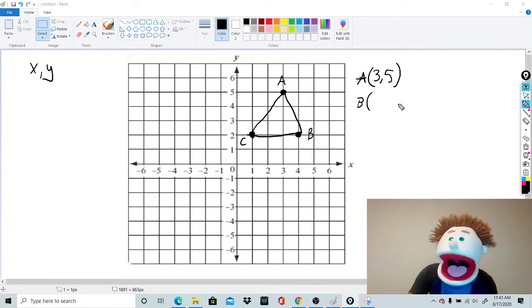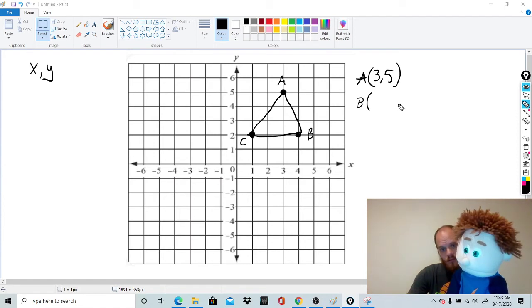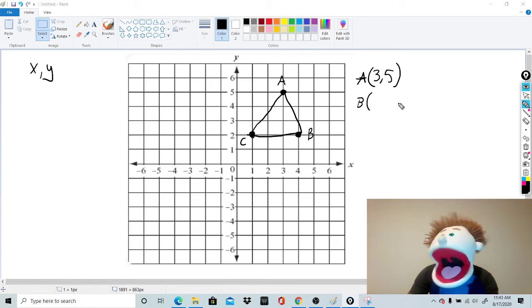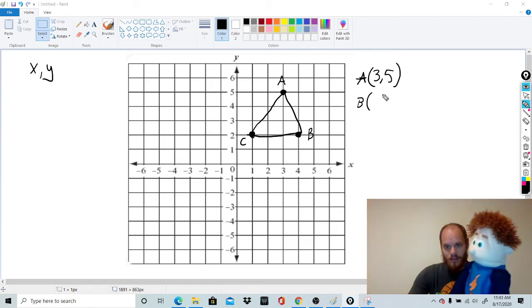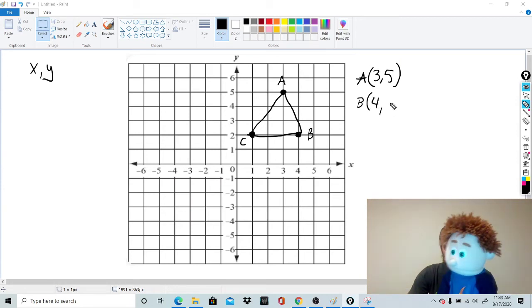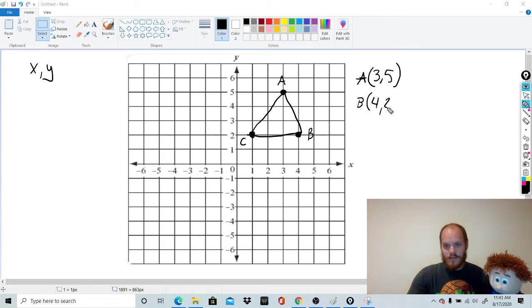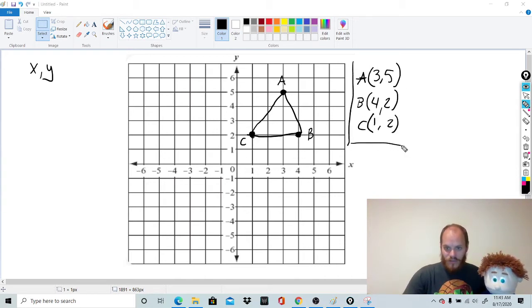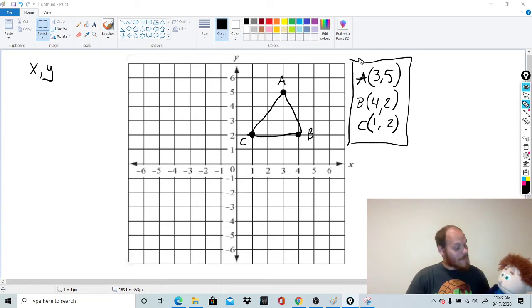Let's see. The X is at 4, and the Y is at 2. Good. (4, 2). See how that works? And then I'll do C. So C is at (1, 2). Okay, so this is my original triangle, my original shape, A, B, C.